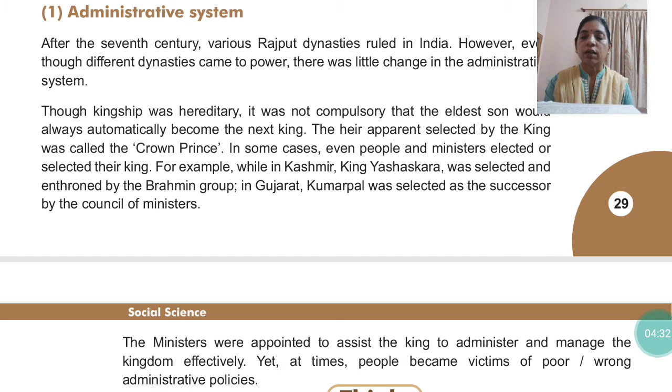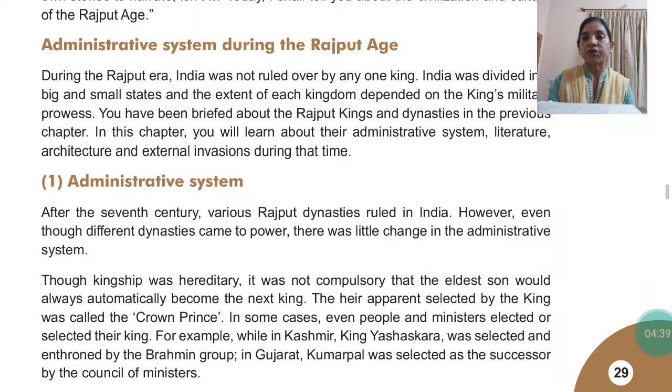During the Rajput era, India was not ruled over by one king, as we have learned, but there were different dynasties. So after the 7th century, various Rajput dynasties ruled in India. However, even though different dynasties came to power, there was little change in the administrative system. Kingship was hereditary, so after the king, it was the king's son who ruled over the country. It was not compulsory that the eldest son would always automatically become the next king. The heir apparent, the heir to be selected by the king, was called the crown prince.